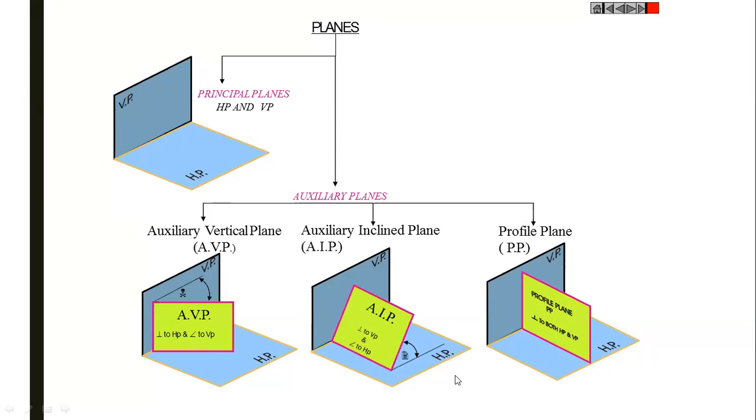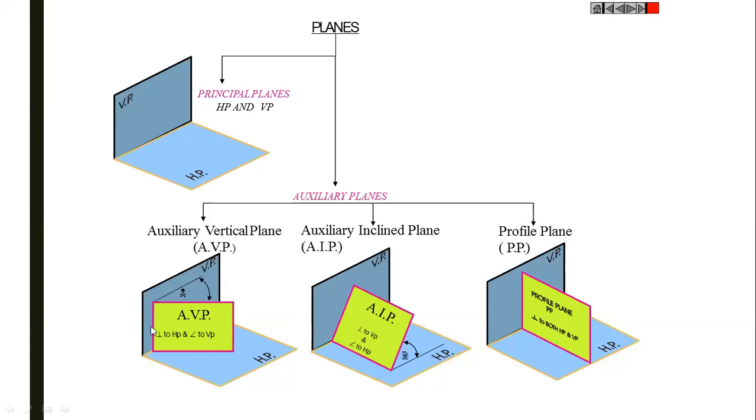So if it is said that it is cut by an AIP, we have to take the inclined line in your VP, means in your front view. If it is said that it has to be cut by an AVP, it has to be cut by a line which is shown in HP, which is below the reference line. Okay, getting it?